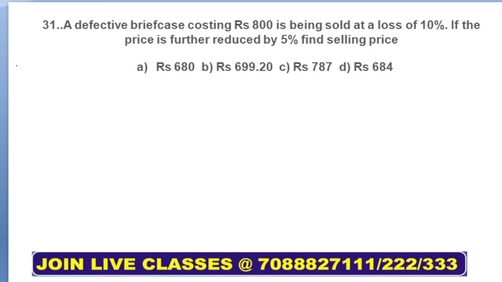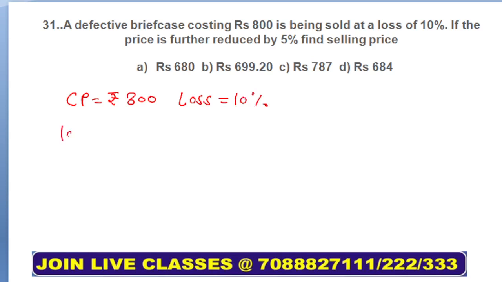A defective briefcase costing rupees 800 is being sold at a loss of 10%. If the price is further reduced by 5%, find the selling price. Okay. So at first, CP is given to you as rupees 800 and loss is given to you as 10%.